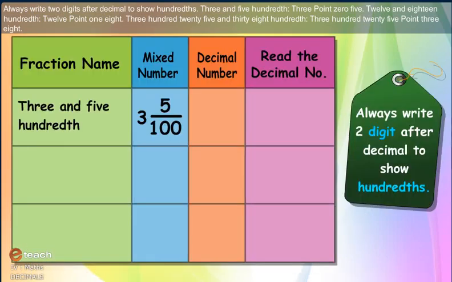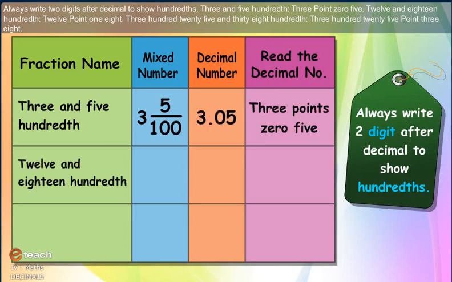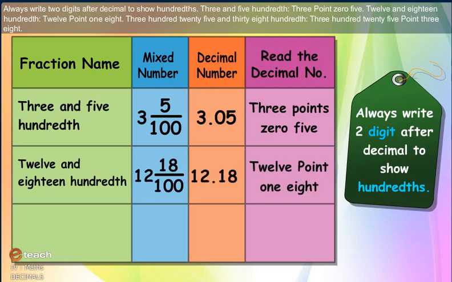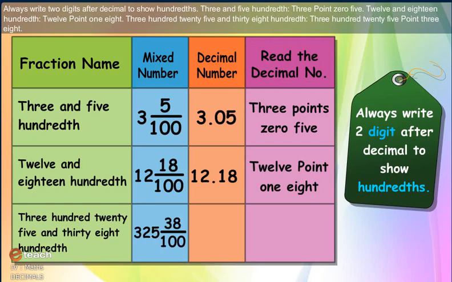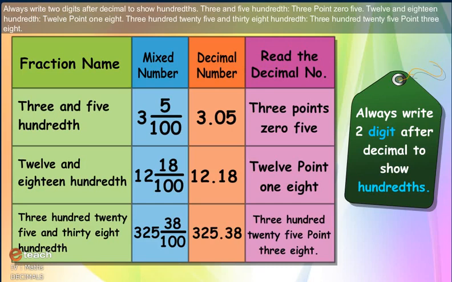3 and 50/100ths is 3.50. 12 and 18/100ths is 12.18. 325 and 38/100ths is 325.38.